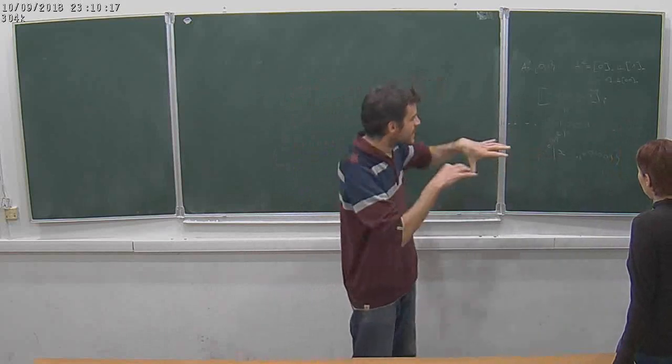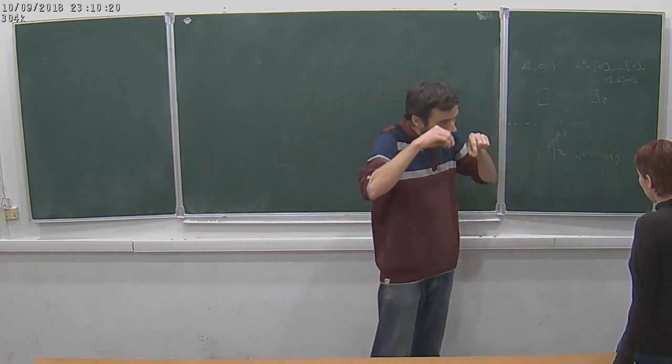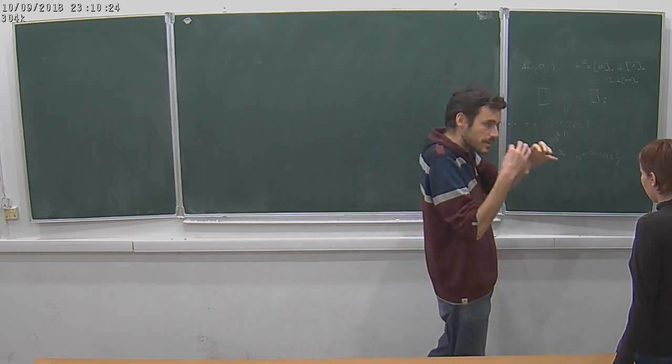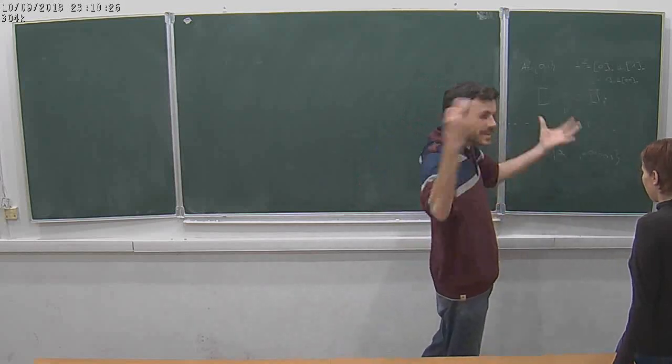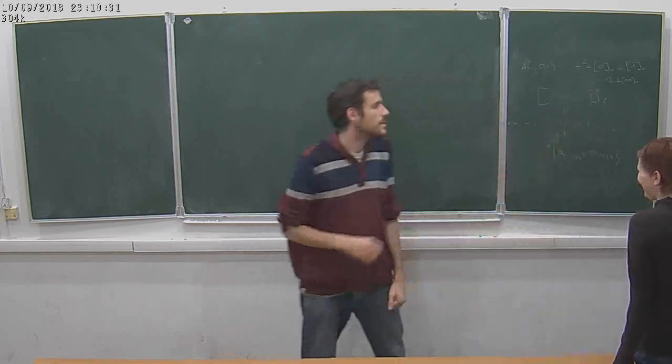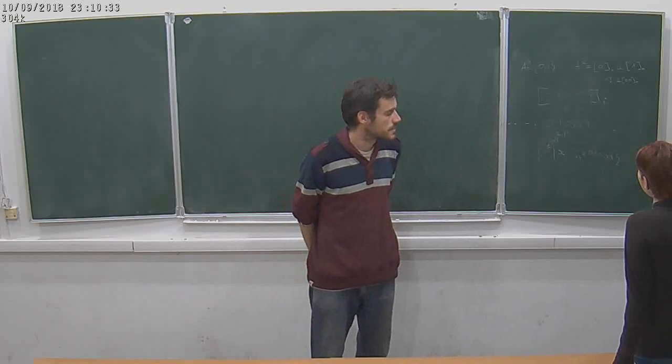But here, you have a base of the topology. Near every point, you have smaller and smaller neighborhoods which are disconnected from the rest. And this is total disconnectedness.